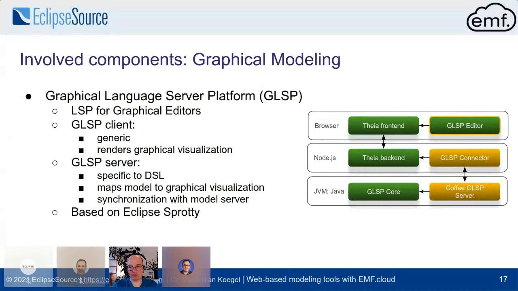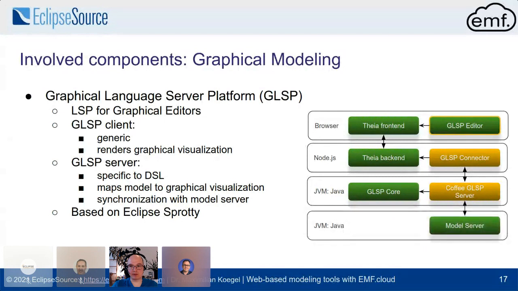And then once this Coffee GLSP server runs, it can use the GLSP core component to implement the functionality of the GLSP server. And the GLSP server is also responsible for synchronizing with another out-of-the-box component, the model server. So in essence, the Coffee GLSP server, once it's launched, will go to the model server and request that particular model. And it will also subscribe to changes in the model so that it can react by updating the graphical visualization.